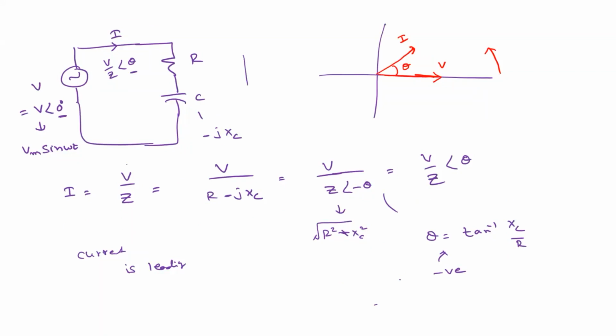It's clear. So that means in an RC circuit combination, the current is leading the supply voltage by an angle theta. The theta is tan inverse XC by R. And that particular angle is negative. So let us assume that we have a combination of all these three.